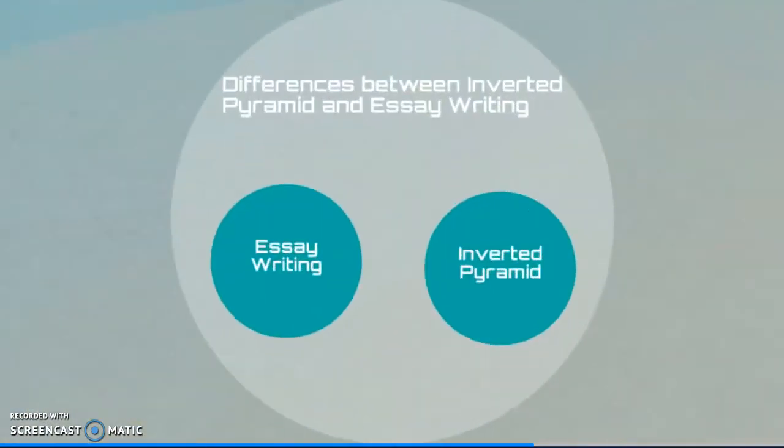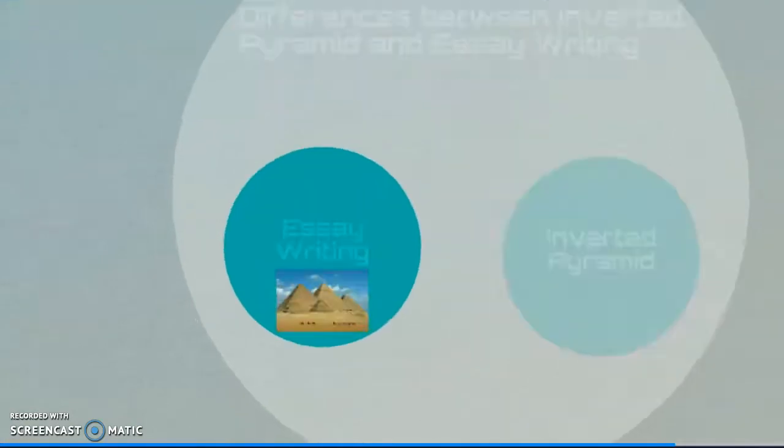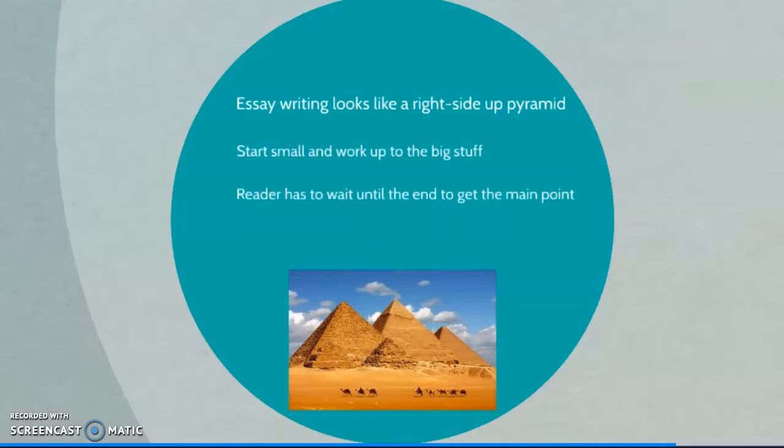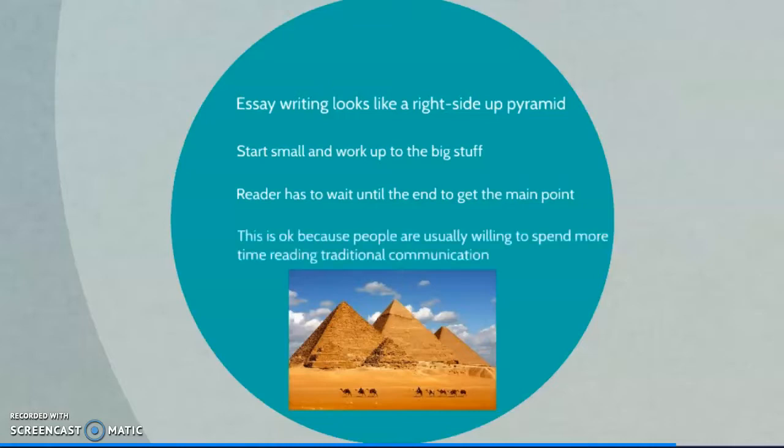Differences between inverted pyramid and essay writing. First, we'll start with essay writing. Essay writing looks like a right side up pyramid in that you start small and work up to the big stuff. Reader has to wait until the end to get the main point. This is okay because people usually are willing to spend more time reading traditional communication.